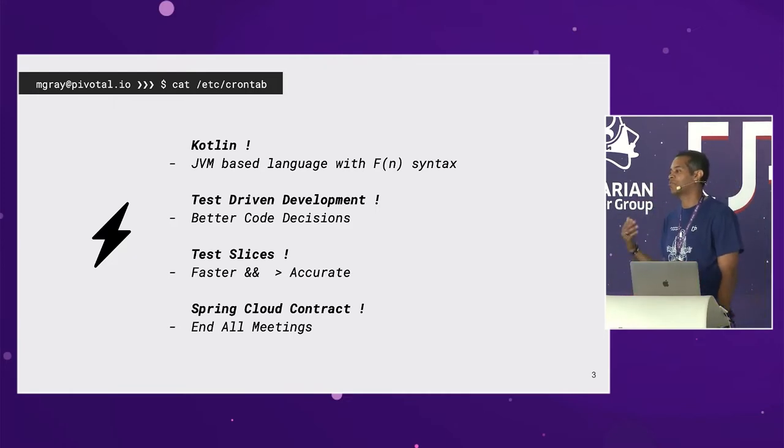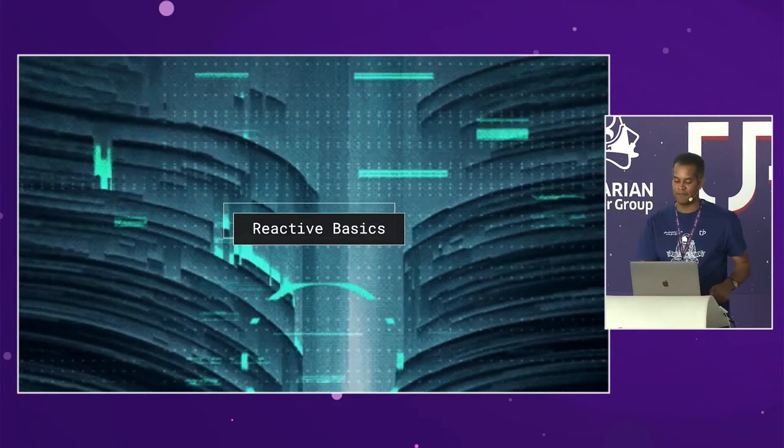And then Spring Cloud Contract. That's the thing that allows us to test our service contracts. Basically, if I have a web endpoint, like a Hello World endpoint, I can write a contract that describes it and says, this is what Hello World should look like, and then that contract gets tested.